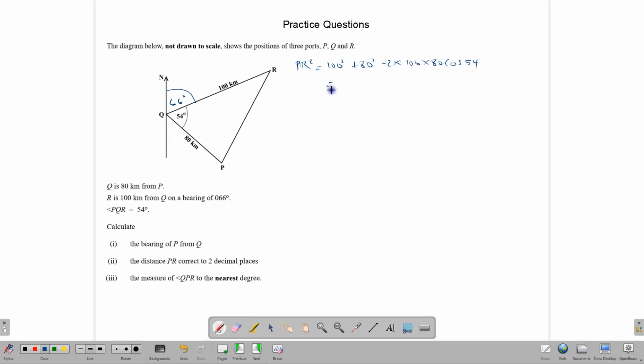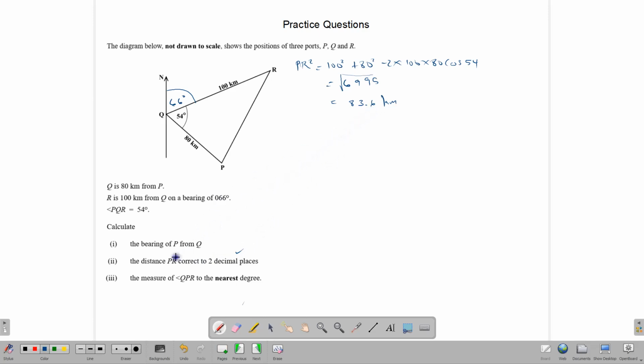Once you type that into your calculator, you should get 6,995, and find the square root of that, which would give you approximately 83.6 kilometers. There are no restrictions on the answer here, so I'm just writing it to 1 decimal place. So we have 83.6 kilometers. All right, so we are finished with this part. Well, it says 2 decimal places actually.